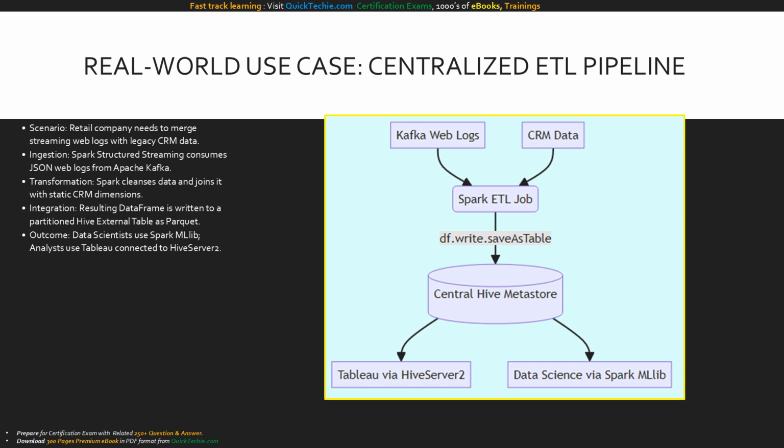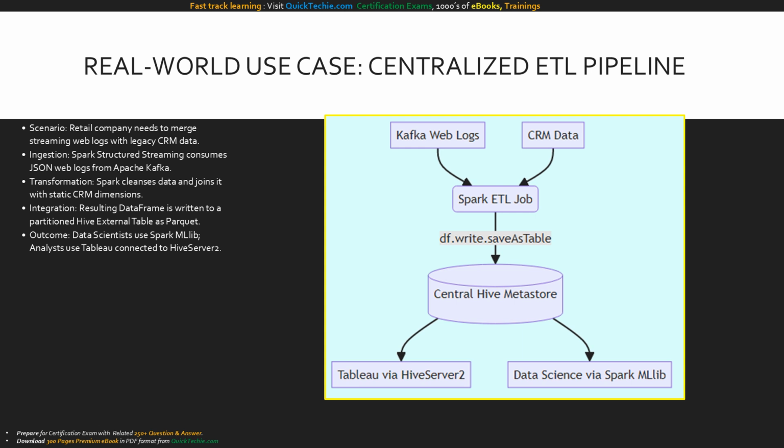Here is where the integration shines. We take that enriched Spark data frame and write it directly to a partitioned Hive external table using the Parquet format. The outcome: we have established a single source of truth. Data scientists can instantly attach their Jupyter notebooks via Spark to train recommendation models, while business analysts can concurrently fire up Tableau, connecting via Hive Server 2, to build executive dashboards on the exact same dataset.